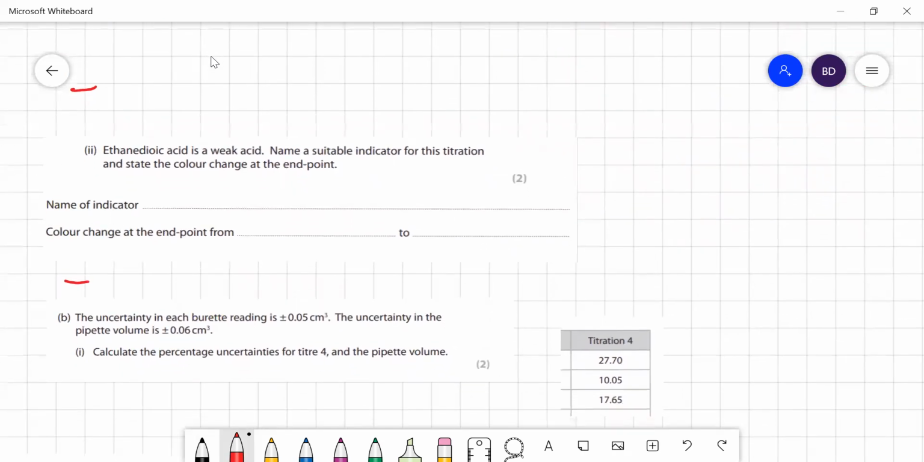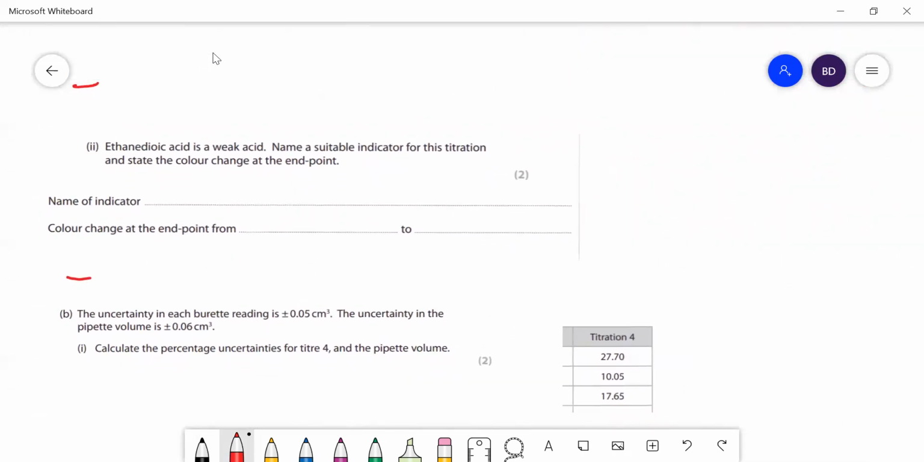Okay, ethane dioic acid is a weak acid. Name a suitable indicator for this titration and state the color change. Right, you can't use methyl. The two indicators you used are usually methyl orange or phenolphthalein.